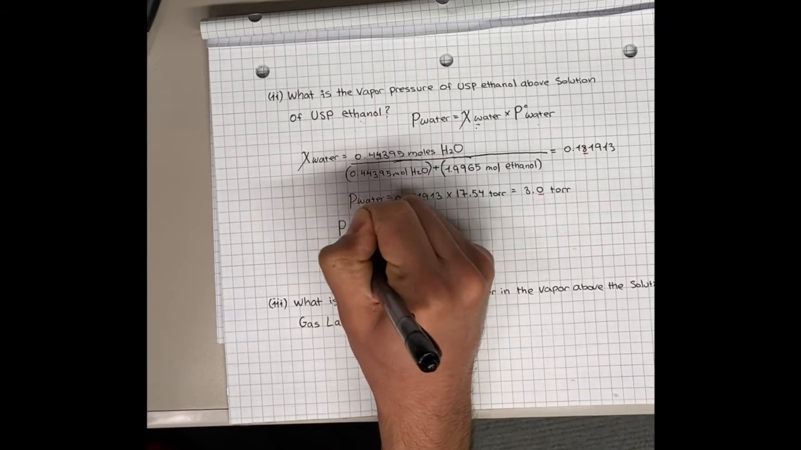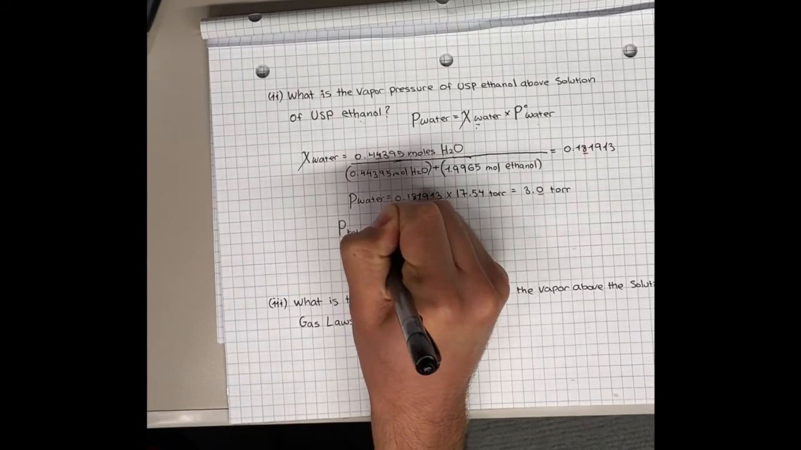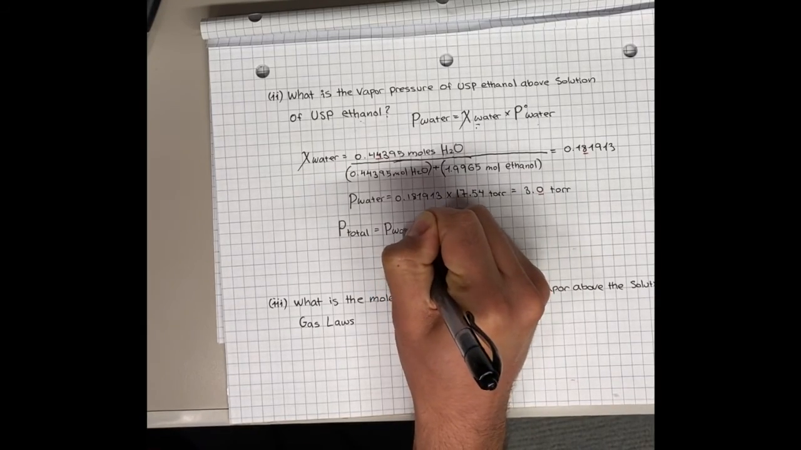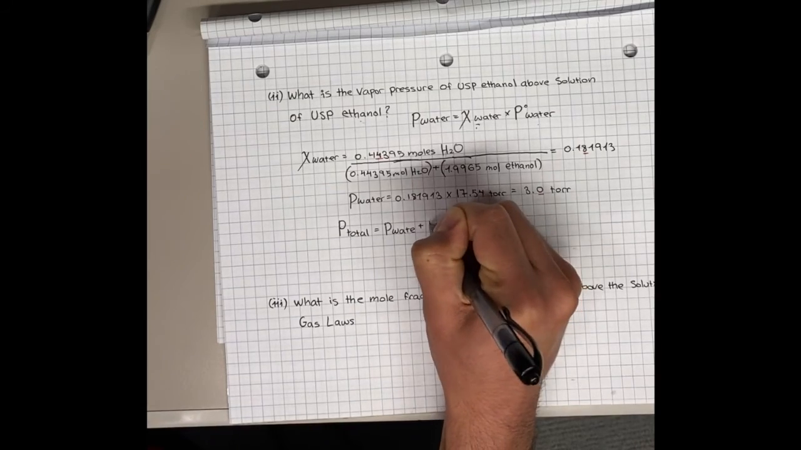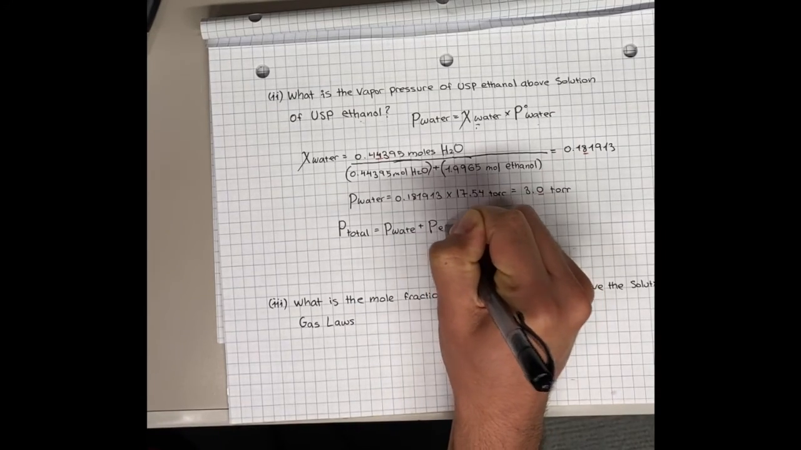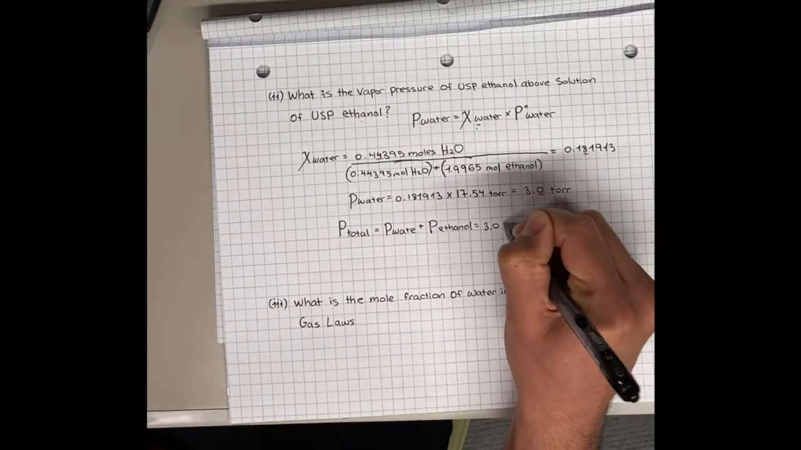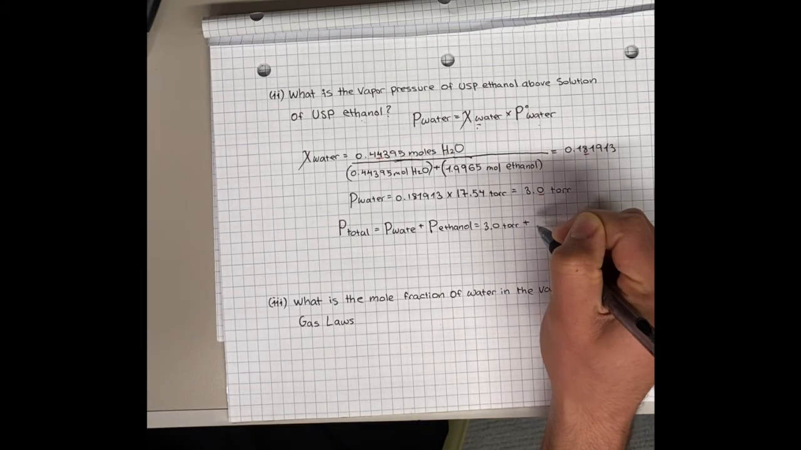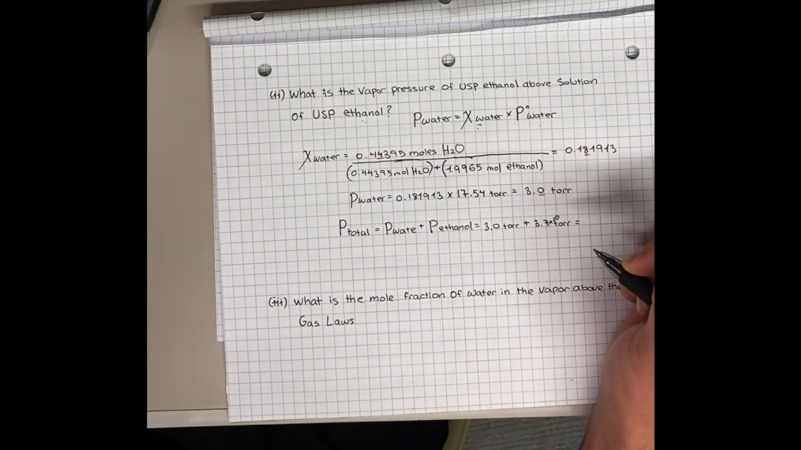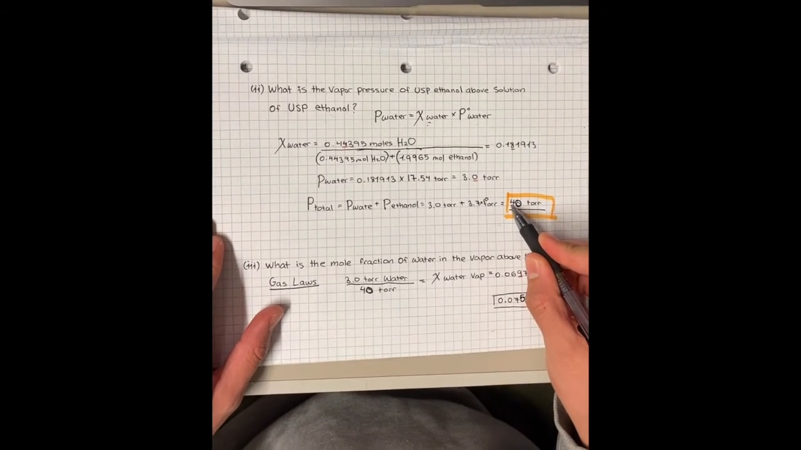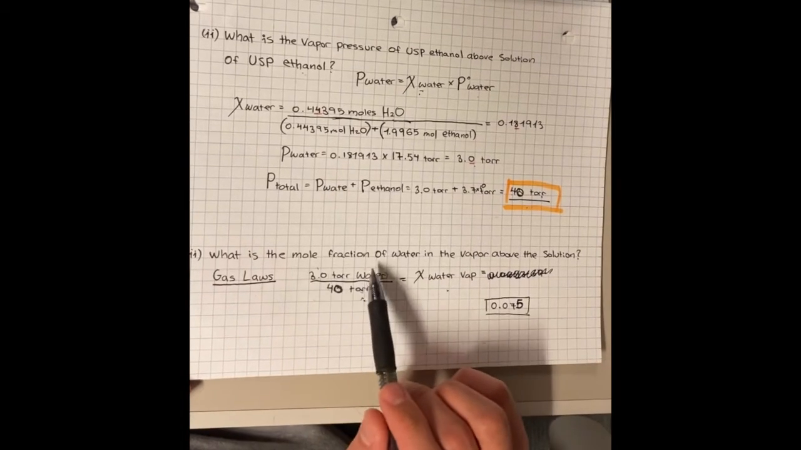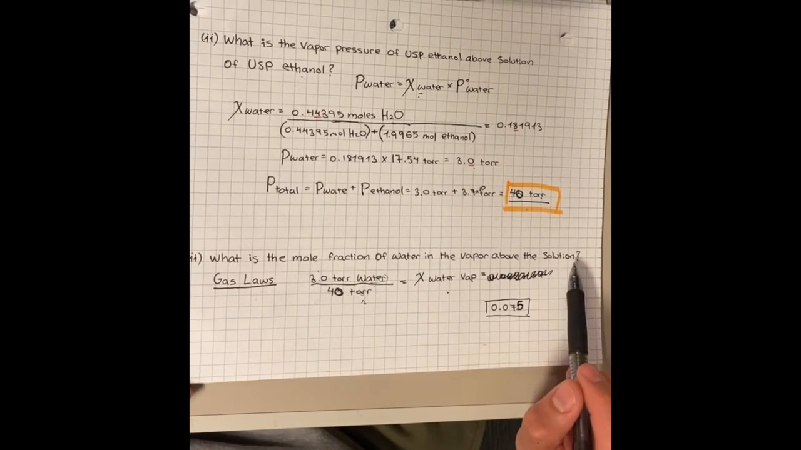The total pressure in the solution equals the partial pressure of water plus the partial pressure of ethanol, 3.0 torr plus 3.7 times 10 torr. So the total is 40 torr. So here we're being asked, what is the mole fraction of water in the vapor above the solution?